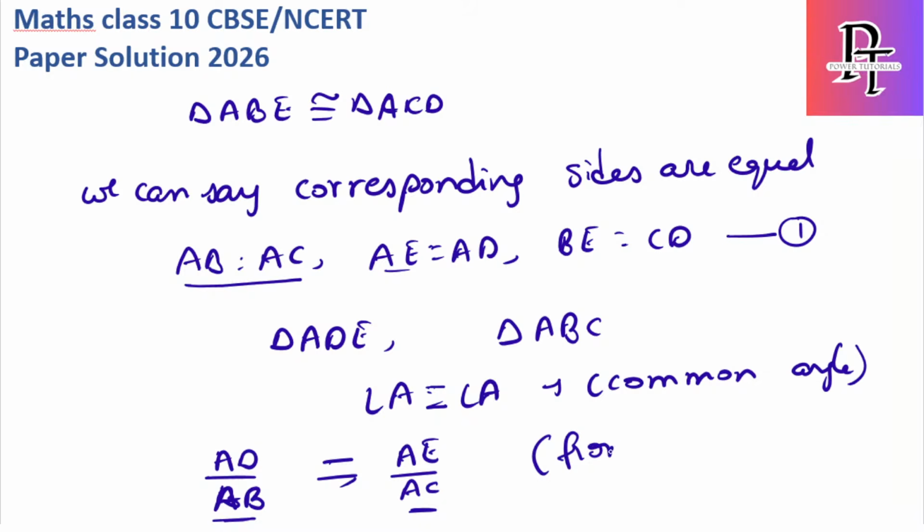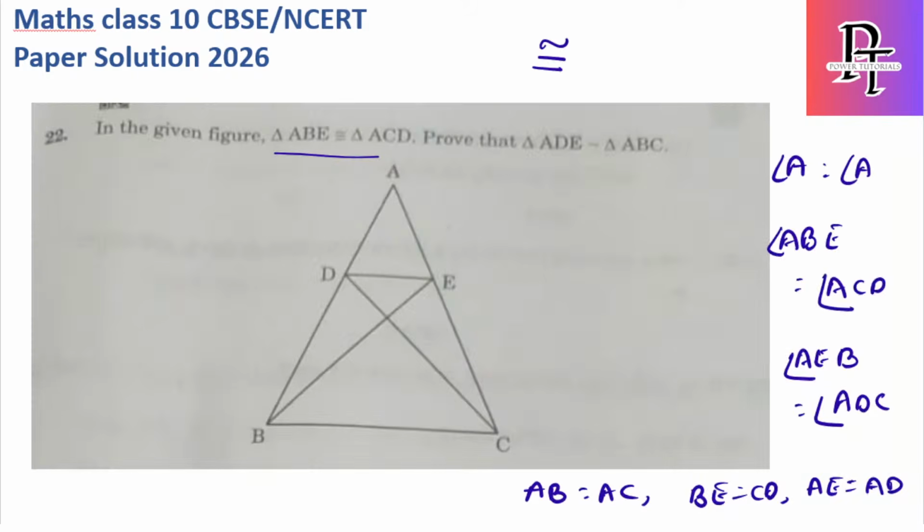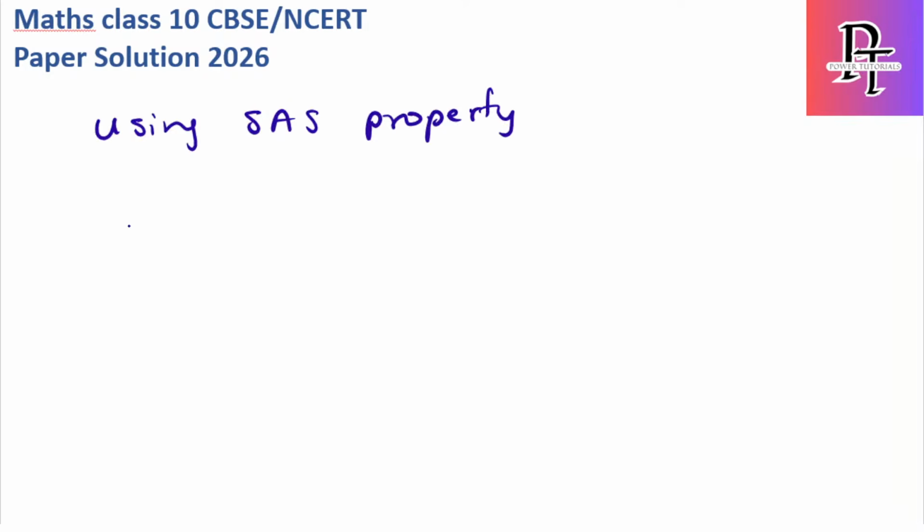From 1, that is AE is equal to AD and AB is equal to AC. So simply using the SAS similarity property, both the triangles are similar, which are ADE and ABC. Triangle ADE is similar to triangle ABC. Okay.